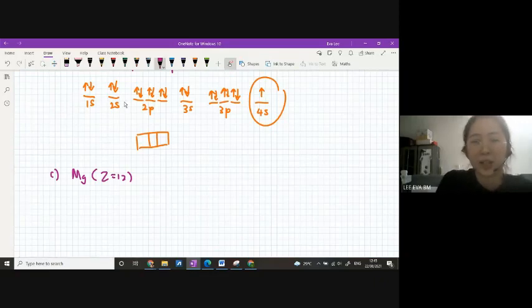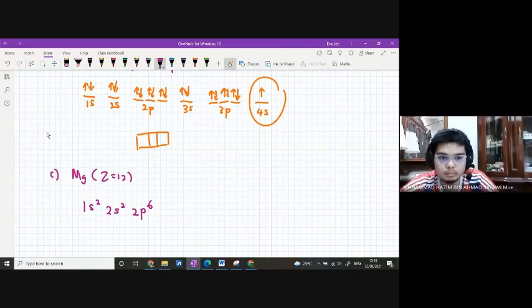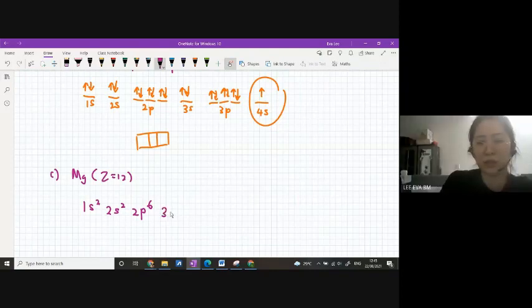Okay. So for C we have magnesium. Proton number is 12. So 1s2, 2s2, 2p6. Now I have already 10. So what is the last one I want to fill in? 3s. 3s2. Very good. Why 2? Because maximum for the s orbital, we can put 2. And ngam, we still left with 2. So we just fill in. Okay, so 1s2, 2s2, 2p6, and 3s2.